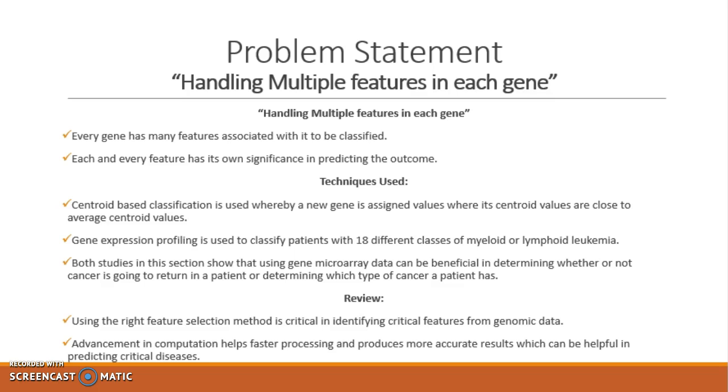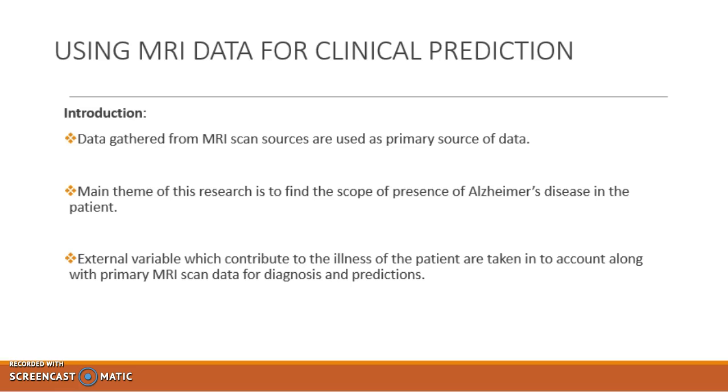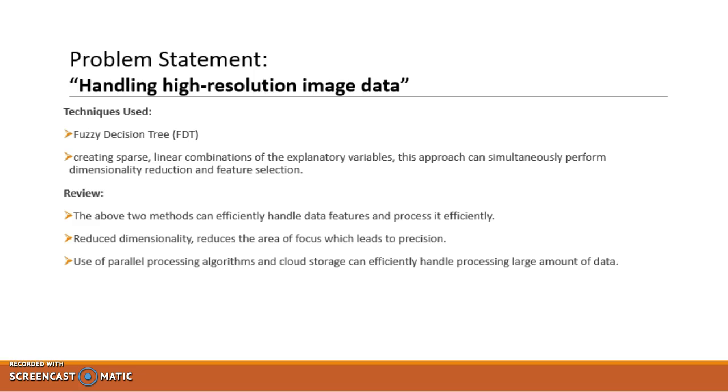in predicting critical diseases. In this second scenario, MRI image data is used for finding the presence of Alzheimer's disease in the patients. Several other factors in addition to MRI scan data are taken as an input to finding the diagnosis and predicting the future outcomes. The key problem in performing this experiment is handling high-resolution image data.